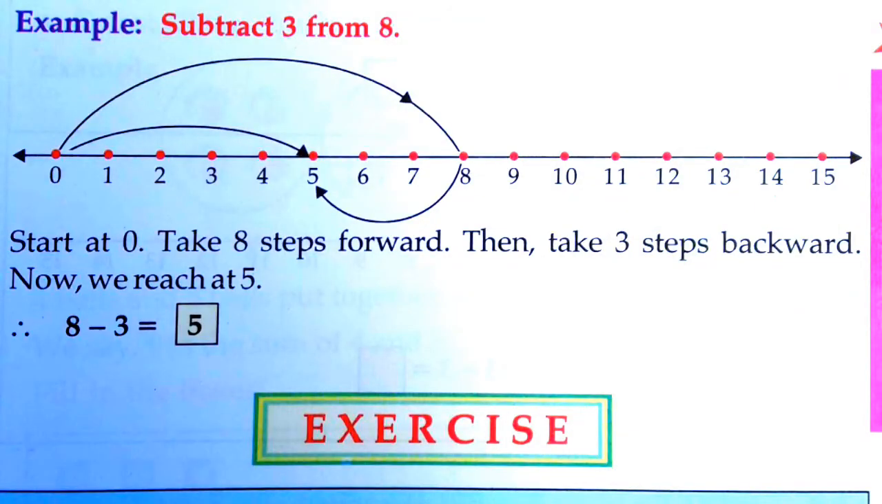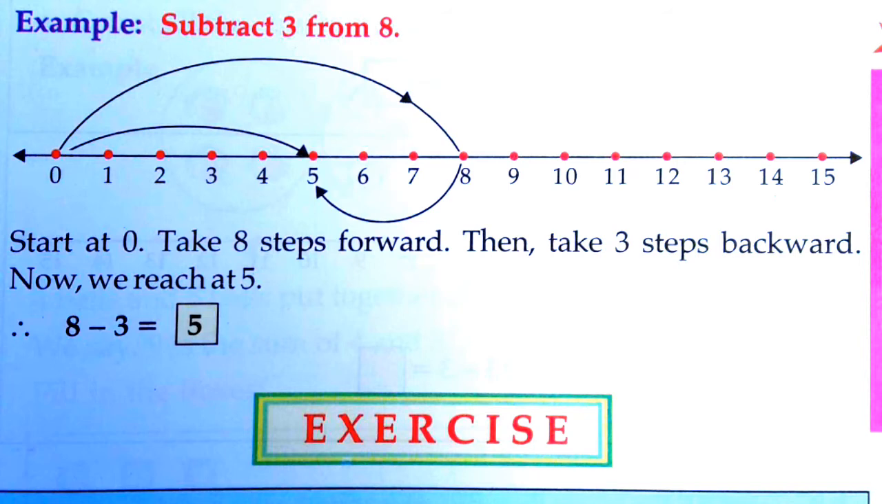Okay. Next, you see, subtraction of small numbers can be done with the help of the number line. Subtraction of the small numbers can also be done with the help of the number line. How? You see how subtraction can be done. You see the picture here.